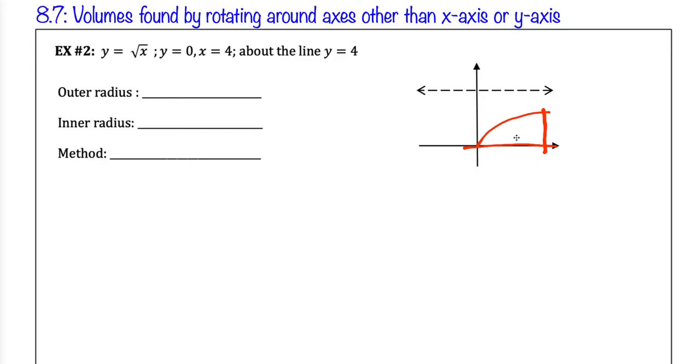Okay, so here are the 3 equations that we were given. We were given y equals 0, we were given y equals square root of x, and we were given x equals 4. And so it creates this kind of little triangular arc shape. And we were told that this shape that we just created is going to be revolved around the line y equals 4. So the axis of symmetry is this dotted line above it.